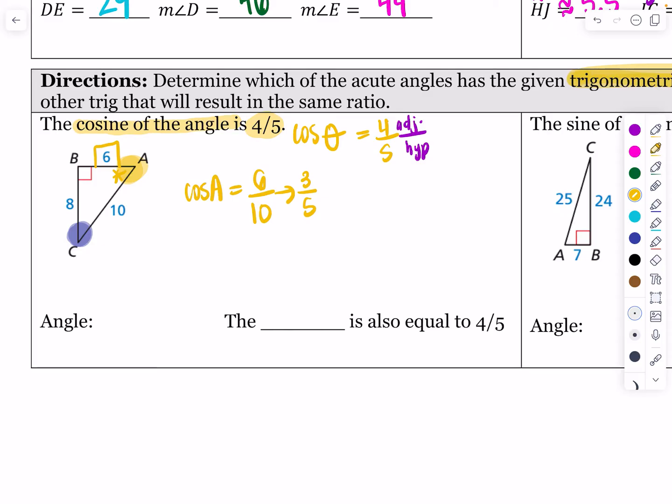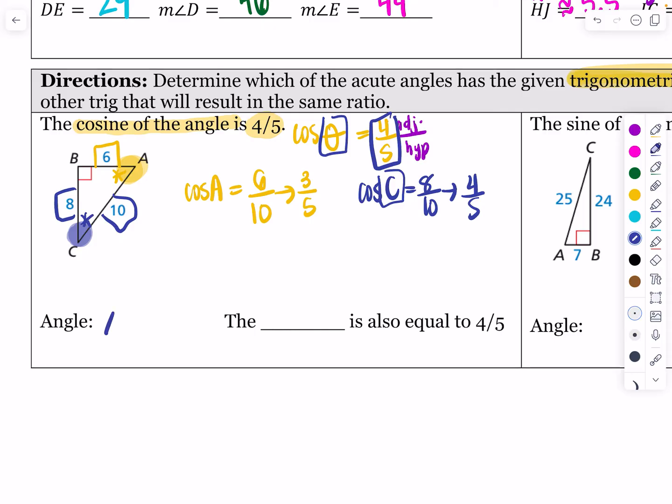So that is not what I was looking for. So now we're going to try the other one, so we know it's not A. So now we're going to try angle C, cosine of C. Cosine of C is going to be equal to adjacent over hypotenuse, 8 over 10. What is 8 over 10 reduced to? 8 over 10 reduces to 4 over 5. So which one actually matched? C is going to be what that one is, okay? So the angle that had that one is going to be angle C. Angle C.